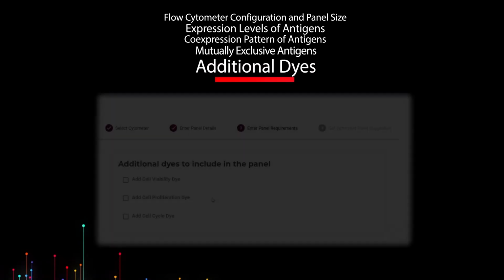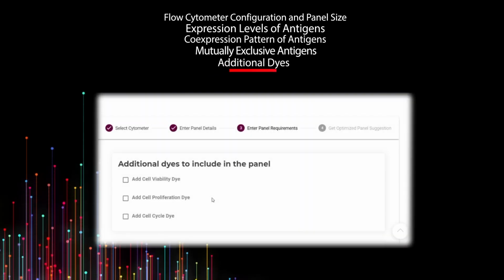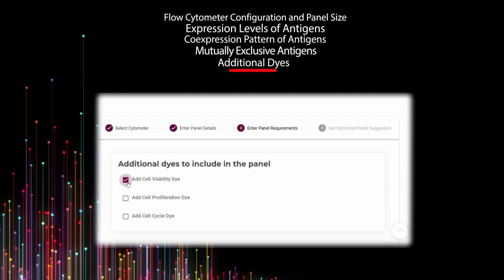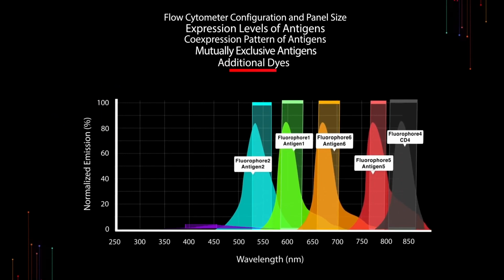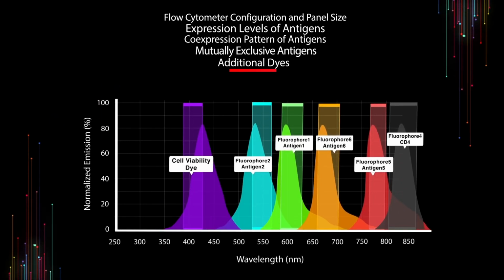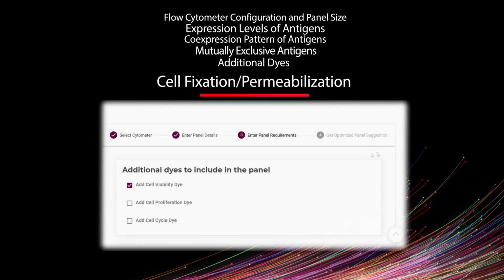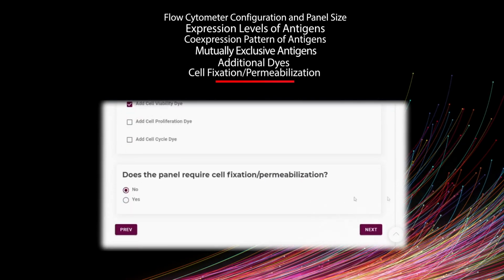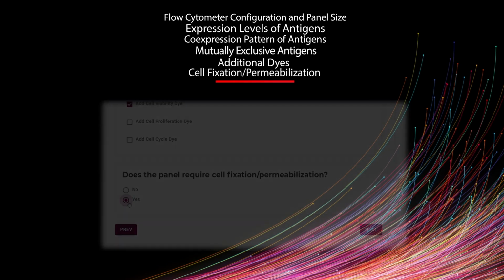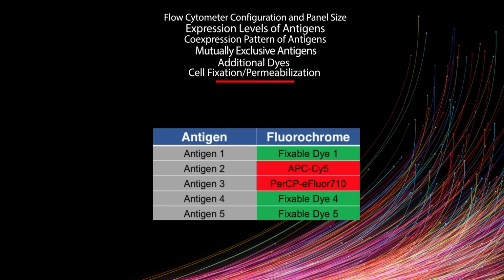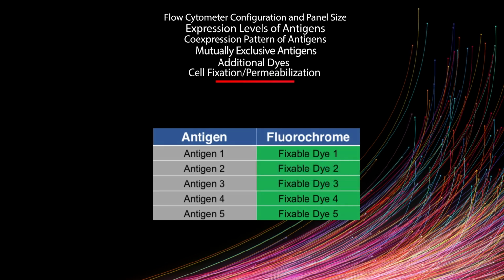If the user also needs to add other dyes, such as a cell viability dye and/or a cell proliferation dye and/or a cell cycle dye, then EasyPanel would do so by selecting the ones that are most compatible with the optimized panel. Furthermore, if the panel requires cell fixation and permeabilization, then the algorithm would avoid any fluorochromes that are not optimal for these conditions, such as tandem dyes and large fluorochromes.